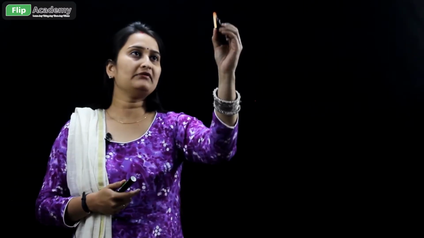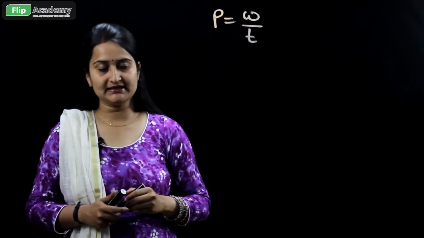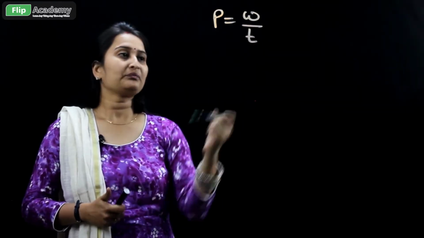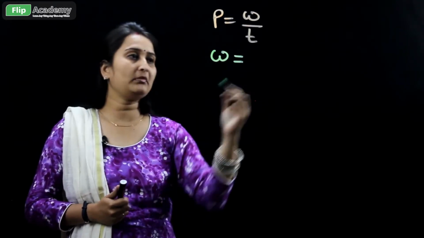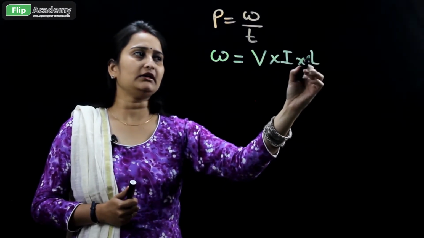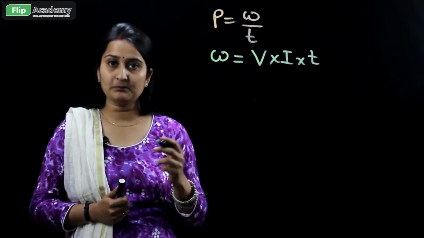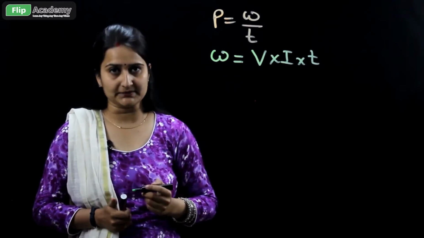There is another formula to measure the electric power. Now let's see the formula for electric power. Power is equal to work done upon time, which is represented by T. Now, this work done is also represented by a formula which is V, I and T. What is V? V is the potential difference, I is the current and T is the time.